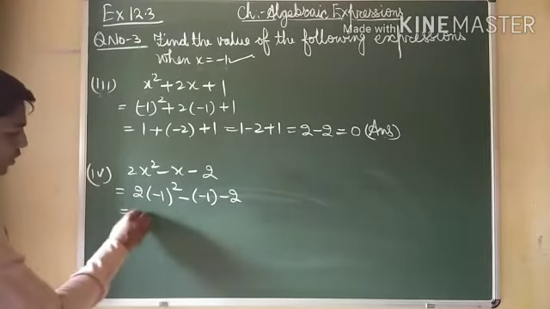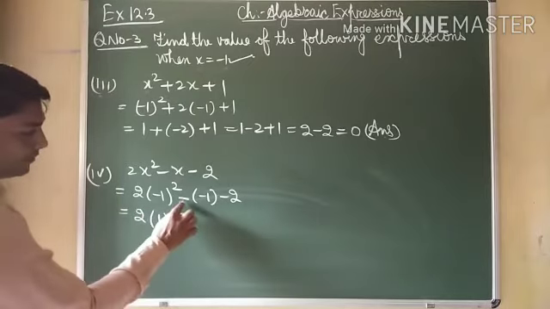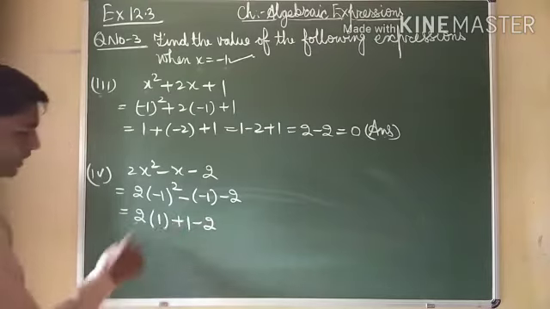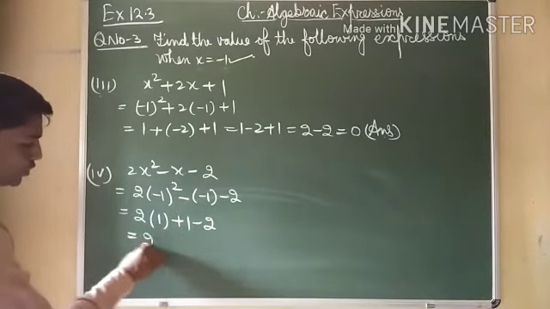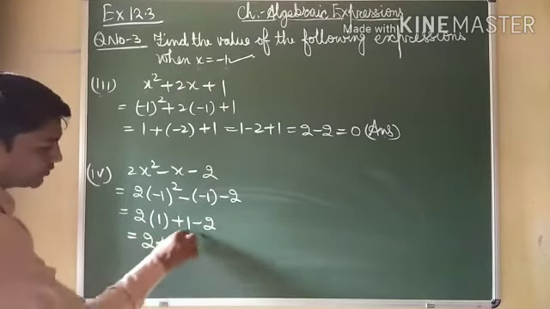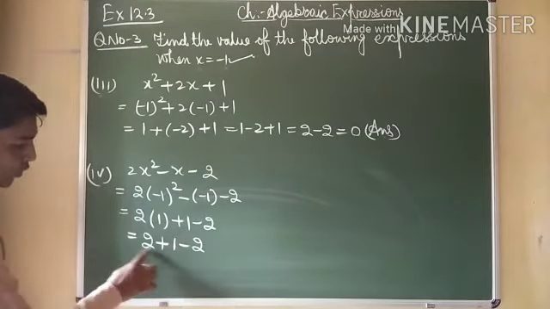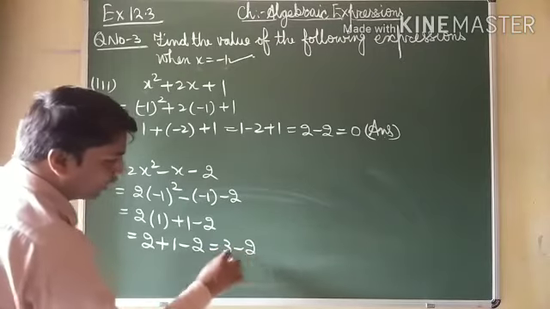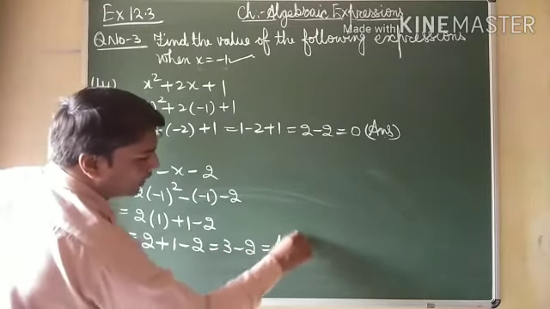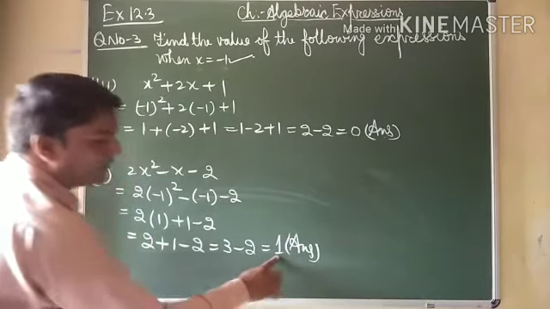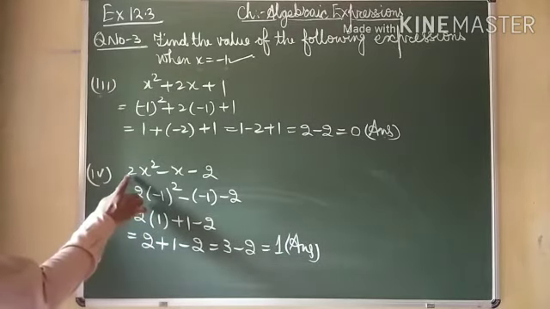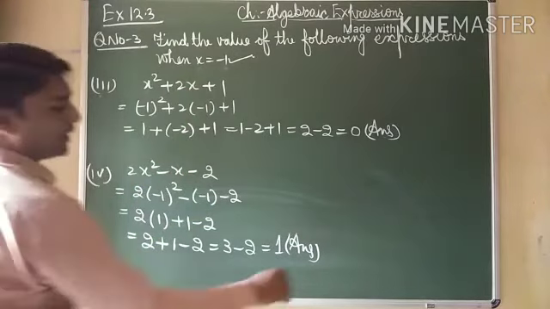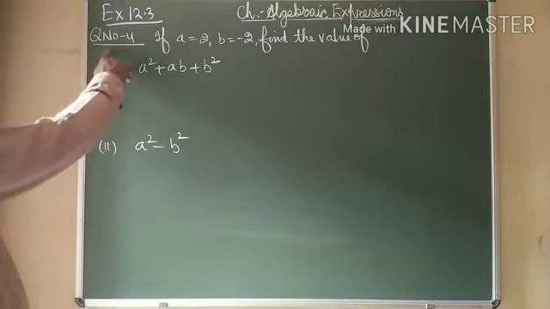So this becomes 2 into 1. Now minus 1 minus 1, so it becomes plus 1 minus 2. Now 2 into 1, 2. So this becomes 2 plus 1 minus 2. Now 2 plus 1, 3. So this becomes 3 minus 2. Now 3 minus 2 is equal to 1. Therefore, 1 be the required value of algebraic expression 2x square minus x minus 2 when x is equal to minus 1.